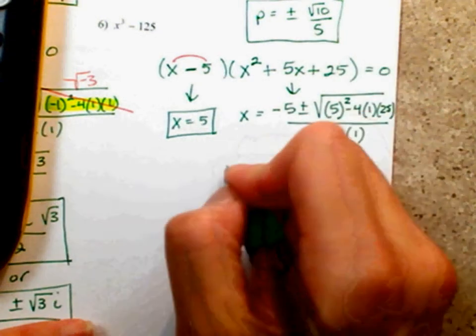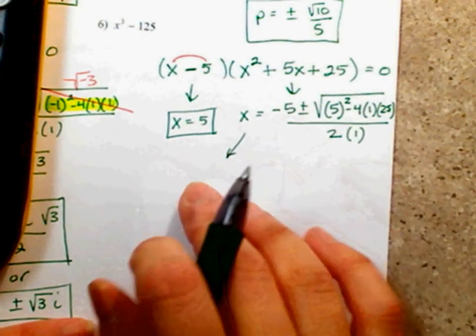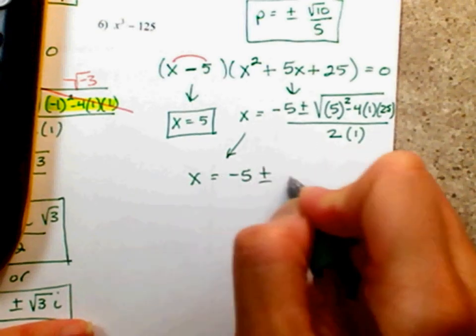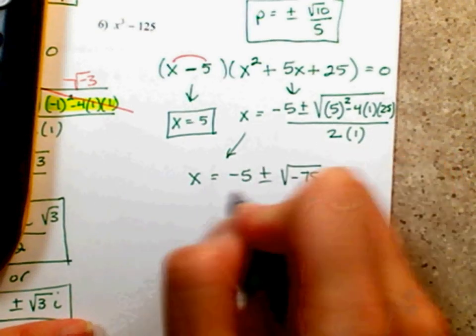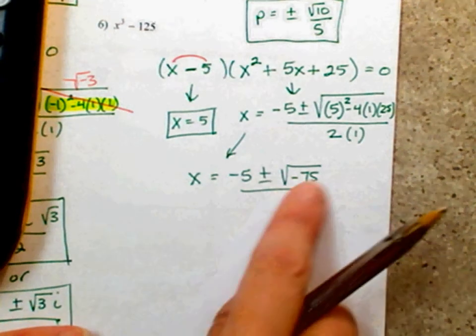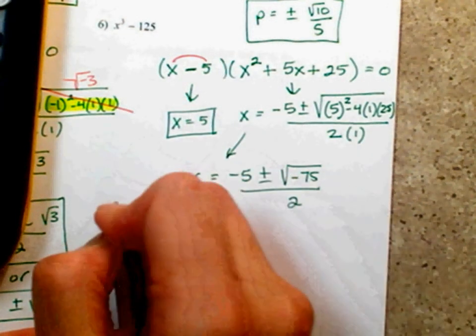I'm running out of room, so I'm going to scoot over a little bit. x equals negative 5 plus or minus the square root of negative 75 over 2. Now, come over here real quick. You know you're going to get rid of that negative. Okay?